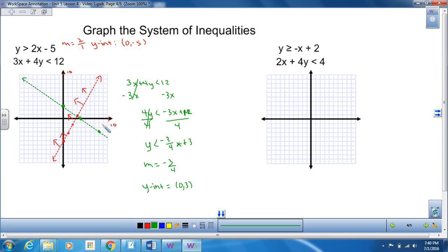And this is less than, so we want to shade below the y-intercept, so that's this side of the line. Okay, so then I look to see where would they overlap, where would the arrows overlap, and that's inside here, so that's the part I'm going to shade. And it doesn't need to be real dark, but you need to be able to tell where you are shaded.